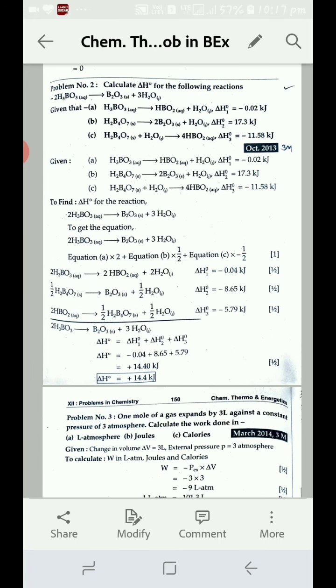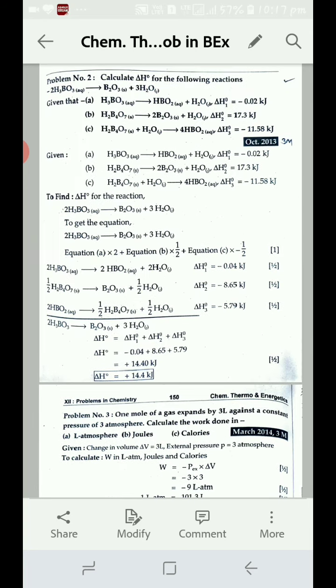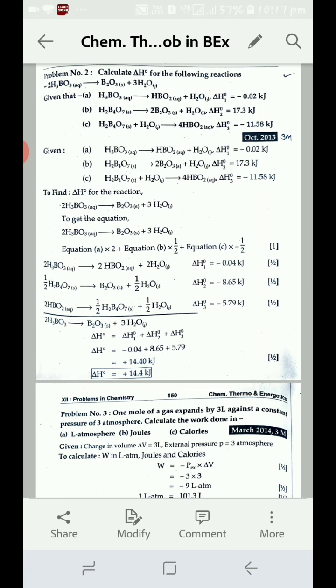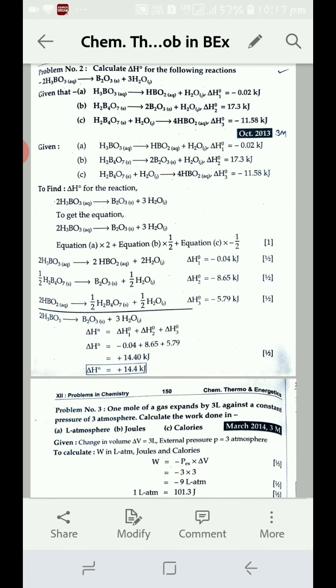So first mark is given for this. Then when you have to calculate your work done in joule, you have to write 1 liter atmosphere is equal to 101.325 joule. For simplification you can use 101.3.